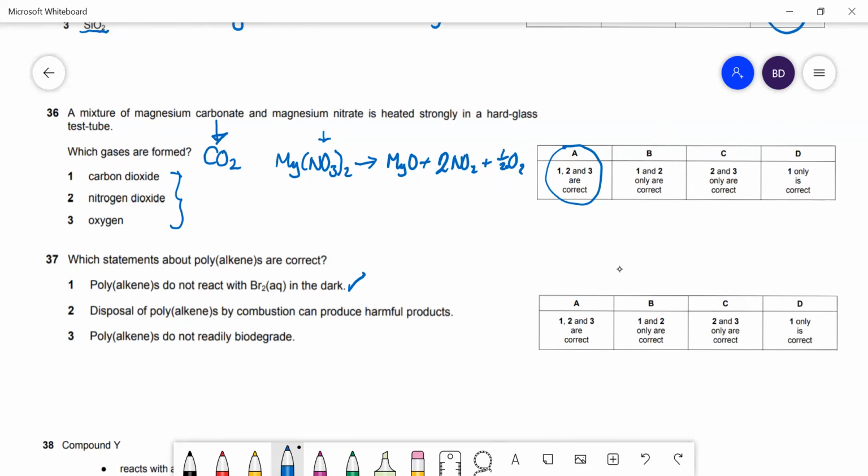Number 2, disposal by combustion can produce harmful products. Polyalkenes only produce carbon dioxide and water, as long as the temperature is high enough, so that's not true. And polyalkenes do not readily biodegrade. That is correct as well. So I suppose it can produce harmful products if you don't heat it at a high enough temperature. So you can get 1, 2, and 3. So A is the answer there.